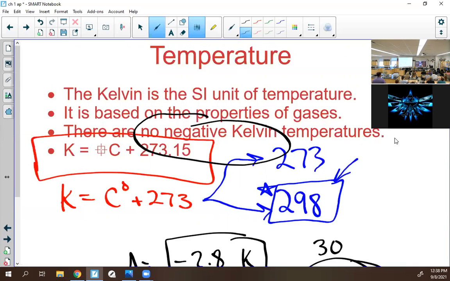The Kelvin is the SI unit of temperature. It's based on the properties of gases. There are no negative Kelvin temperatures. So if you do math and get a negative Kelvin, then you have a problem.